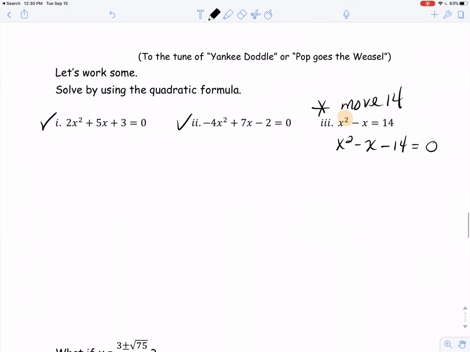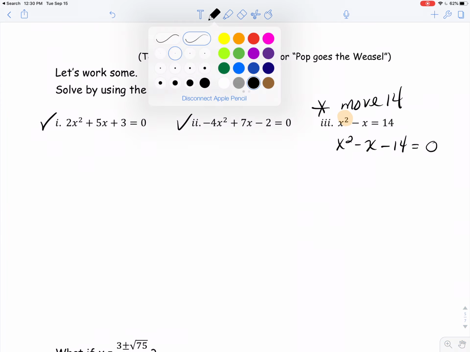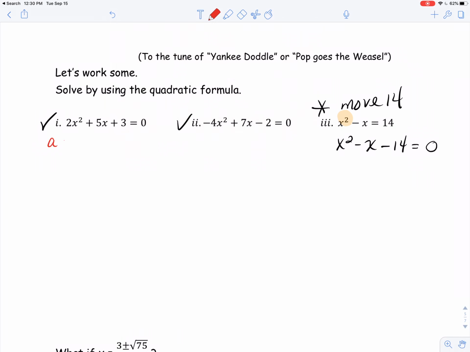All right, so we need to know what is A, B, and C. A is always with the x squared, B is always with the x, C is always the constant. Again, A is with the x squared, B is with the x, and C is the constant. You don't want to take it on this one until everything is on the same side. But we're following the same pattern every single time.